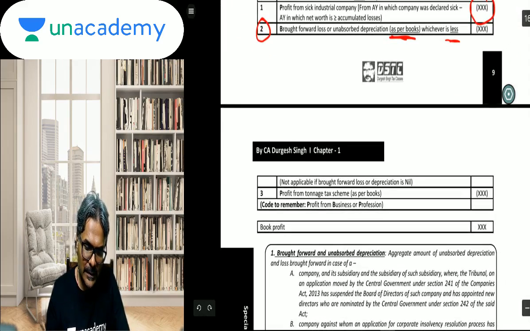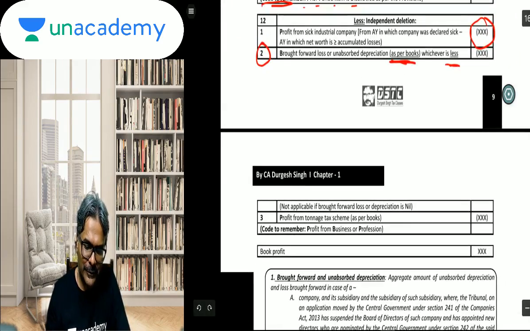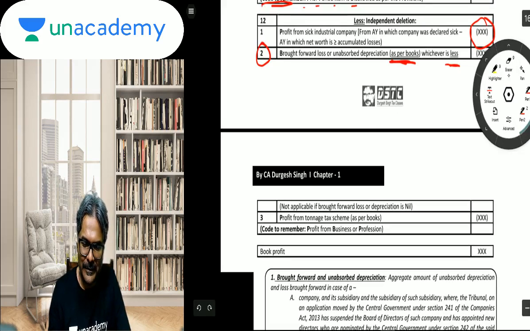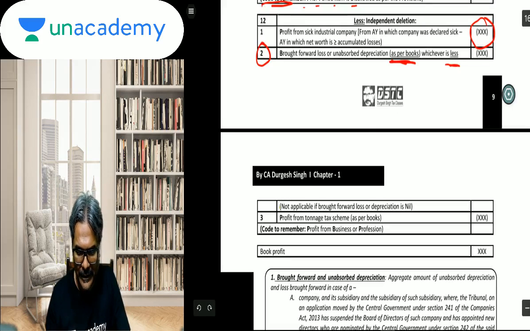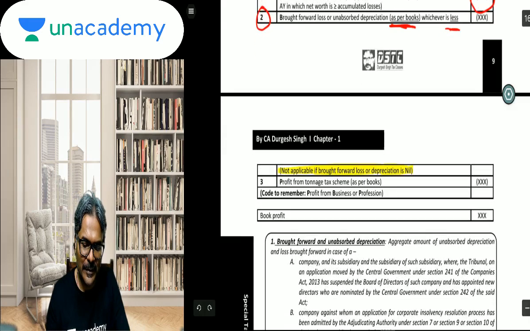Now, therefore, students, here if you see what happens: if one of the two is nil, automatically we will say that the set off will be of zero amount, because then the nil is the lower of the two amounts. So in that case the set off would be of the nil amount.